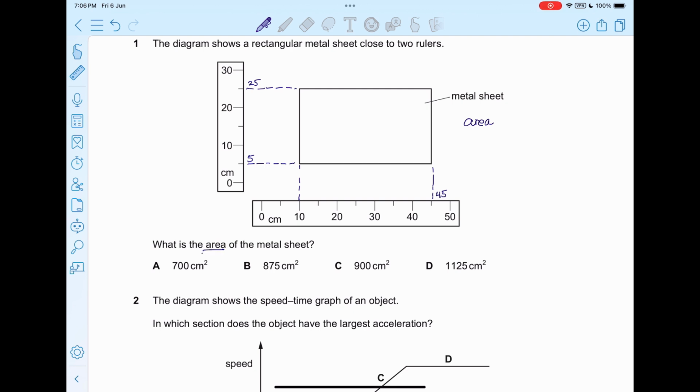So area is equal to 25 minus 5, into 45 minus 10, and then the product of that, 20 into 35 equals 700. So the answer is A.